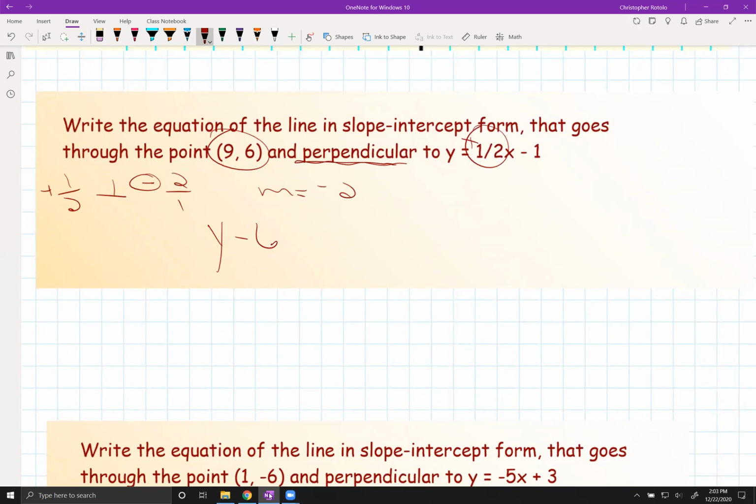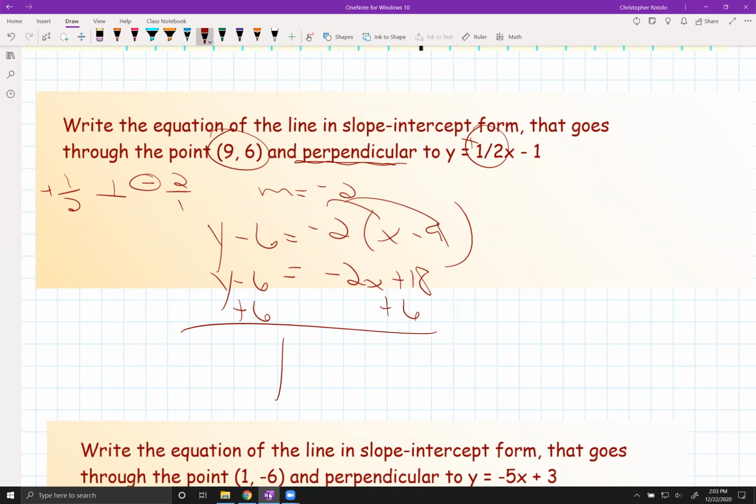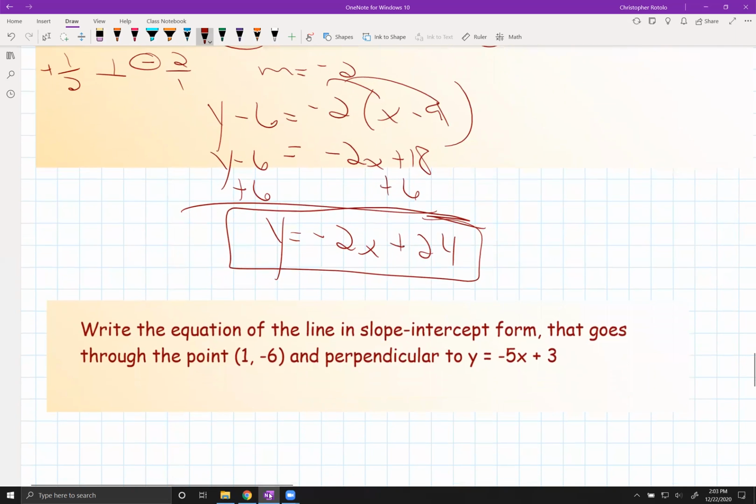So y minus 6 equals -2, x minus 9. Distribute. -2x plus 18 equals y minus 6. Plus 6, plus 6. You know the drill by now. Get y by itself. 24. It's a good thing I don't have to put that one on the graph. That's a tall graph. Start at 24 and then work our way down.